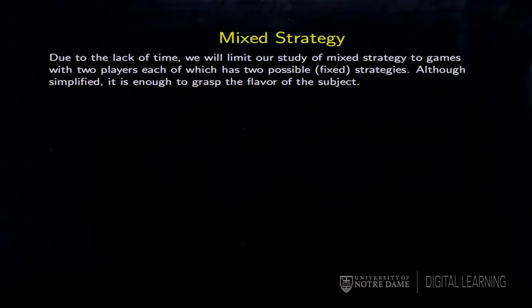Now, due to lack of time, we're going to limit our study of mixed strategy to games with exactly 2 players, each of which has 2 possible strategies. And although it's simplified, it's enough to grasp the flavor of the subject and the flavor of the reasoning in the subject.